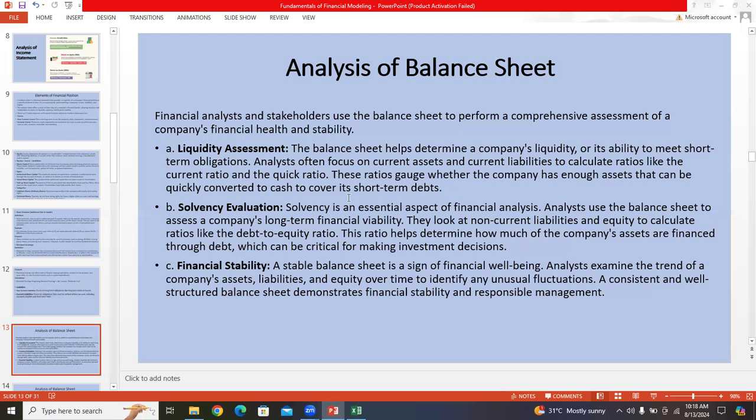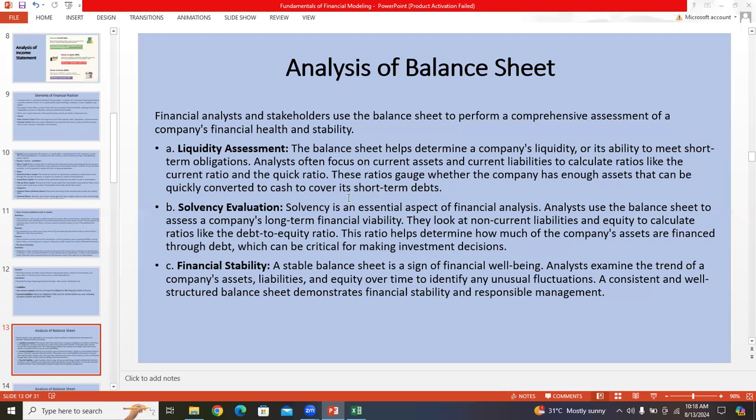We do solvency analysis for investment decisions. We do liquidity analysis for our position, to see whether we can pay the short-term debts or not, the current positions. Financial stability: a stable balance sheet is a sign of financial well-being. Analysts examine the trends of a company's assets, liabilities, and equity over time to identify any unusual fluctuations. A consistent and well-structured balance sheet demonstrates financial stability and responsible management.